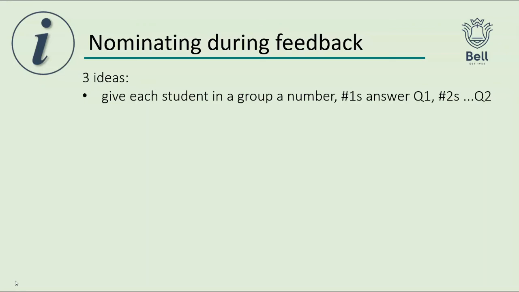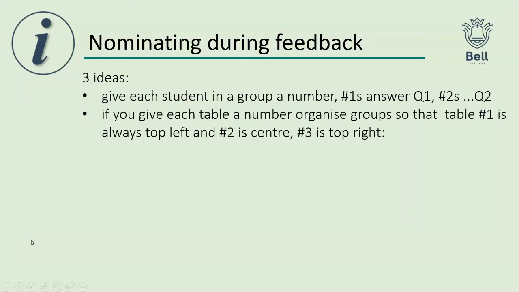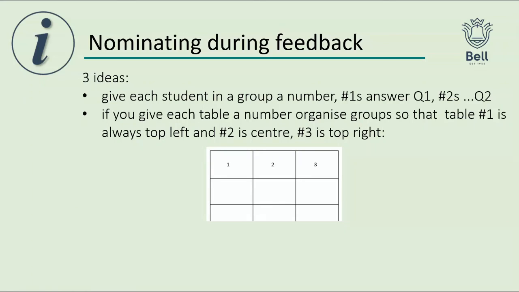Here are 3 ideas. The first one, give each student in a group a number. So maybe then you can say number 1s will answer question 1, number 2s question 2, and so on. If you give each table a number, then you can organise groups so that table 1 is always top left in your classroom, table 2 is centre, etc. Like this diagram shows.